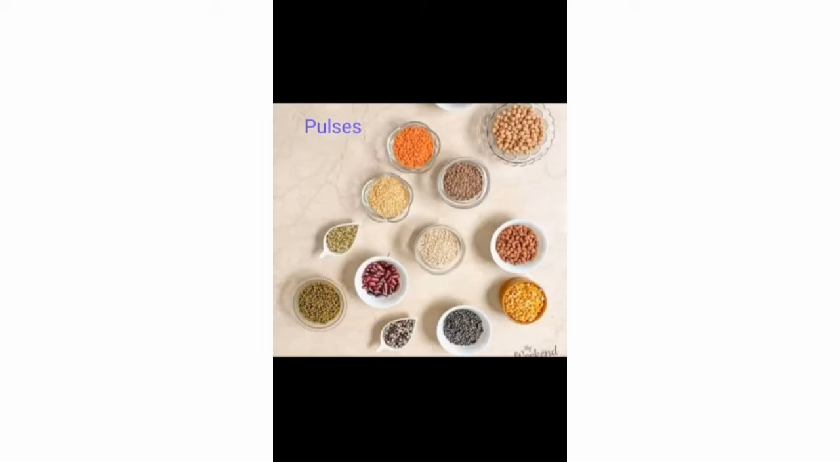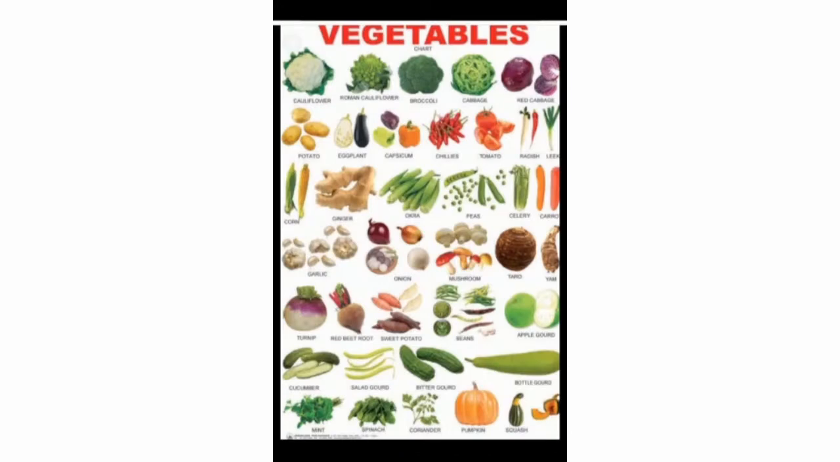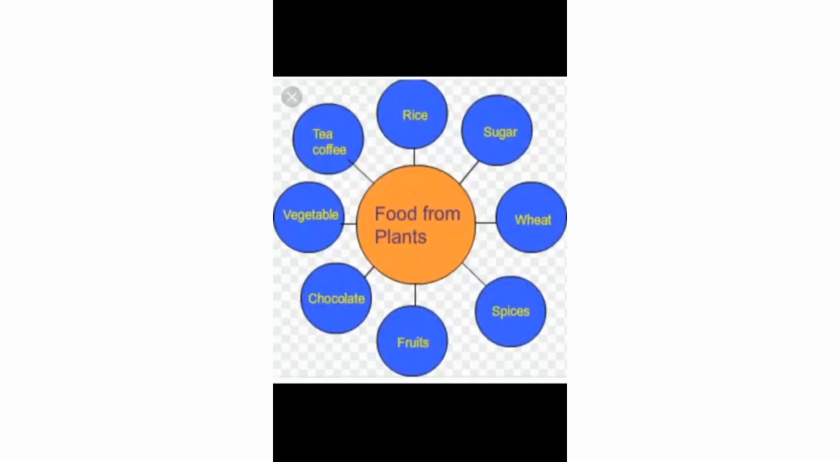Plants give us fruits and vegetables. Fruits and vegetables keep us healthy. We also get sugar, tea, coffee and chocolates from plants.